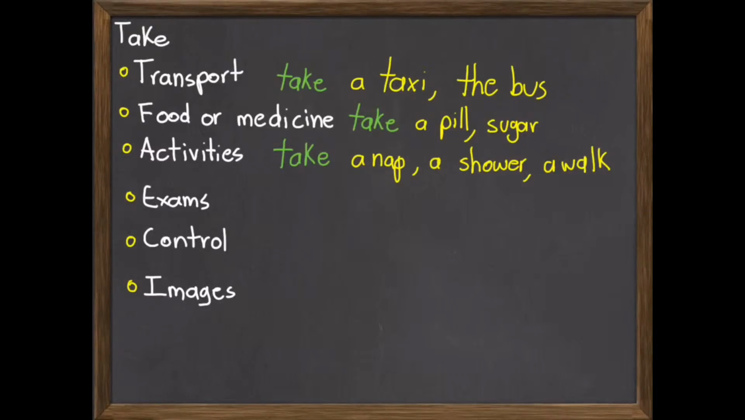When talking about activities, you could say, for example, take a nap, take a shower, take a walk. Some verbs can be used with the verb to take. Sometimes you could use nouns, for example, a nap, a shower, a walk, and turn them into activities with the verb to take, like we did just now.